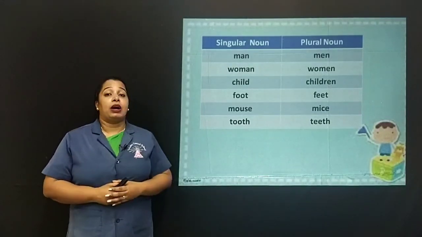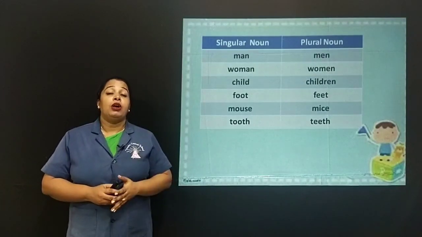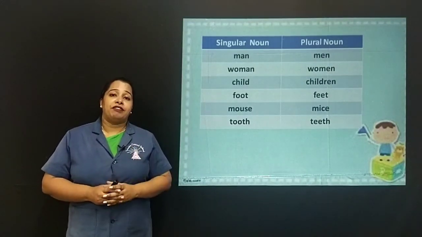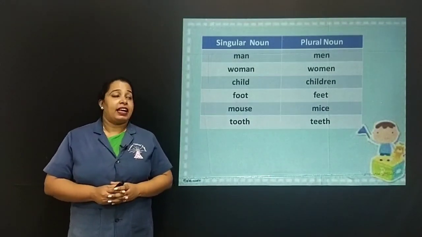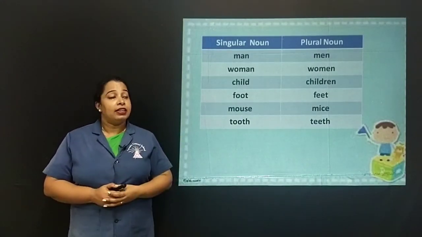We learnt about the nouns that are ending with the letter Y. So to make them plural, we replace Y with IES. And we also learnt some nouns that change the entire spelling.